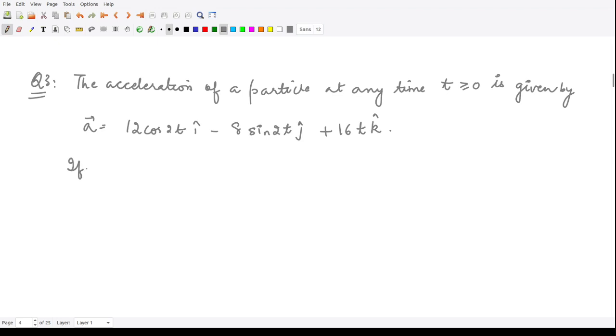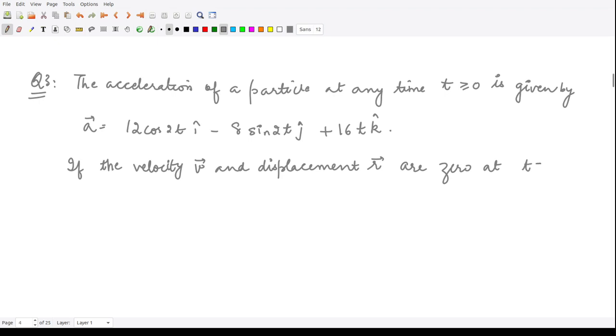Now they are saying if the velocity vector v and displacement vector r are 0 at t is equal to 0. So this is the condition that we are given. They are asking you to find the value of vector v and vector r at any time t. So that means from the given acceleration we are to compute the velocity and displacement.